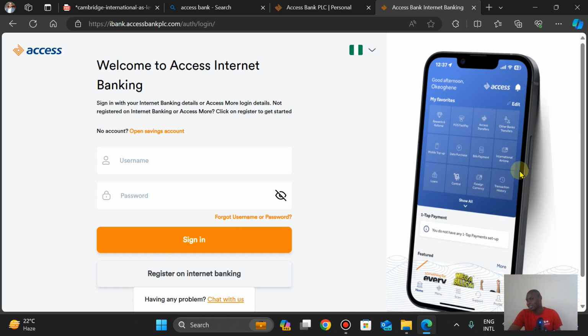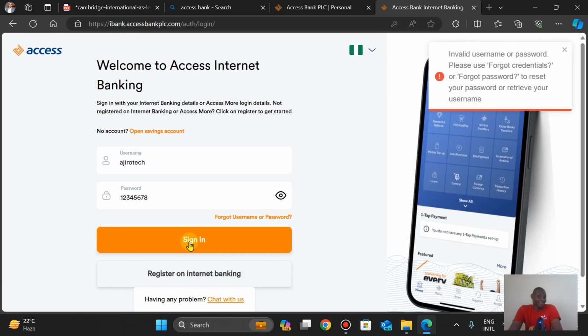So maybe this becomes an Android phone, and if you're not careful, you key in your username. What's my username? I'm going to say Ajiro Tech. It's not my username, don't try it, it's not going to work. So don't do this. And the password is 1 2 3 4, and the password is 1 2 3 4 5 6 7 8. Now most of you will be doing this exactly with me. Come on, this is not my password. When you click on sign in, assume it's signed in.